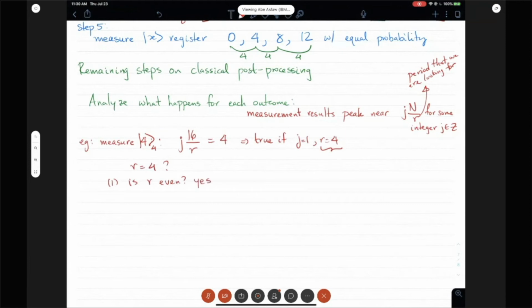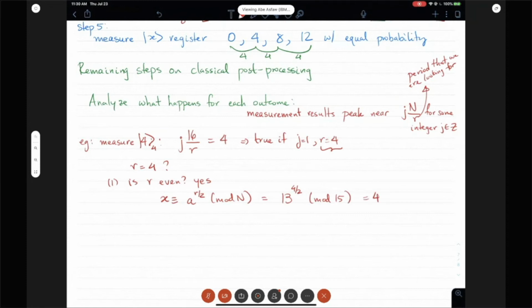Yes, so that's good news. The second step is x, which is defined as a to the r over 2 modulo n. For example, we started off with 13. 13 to the power of r over 2 modulo 15 is 4.